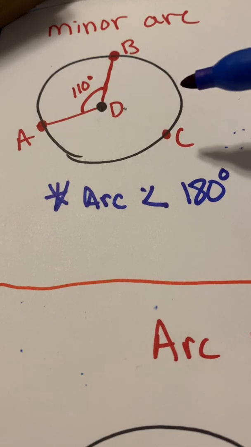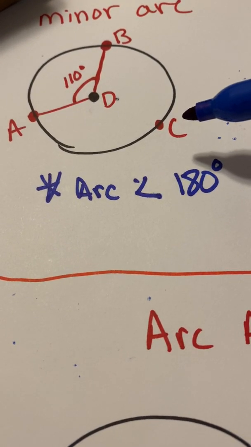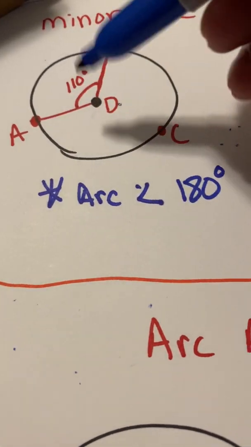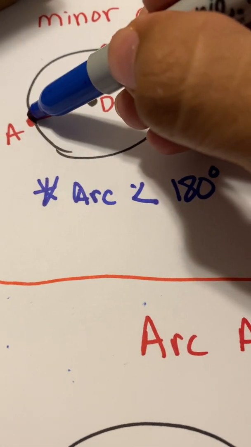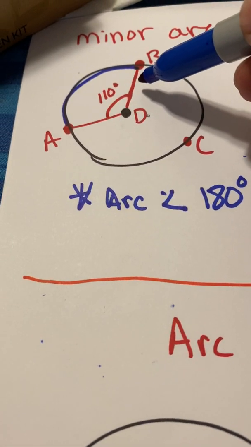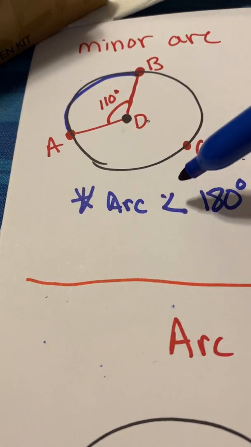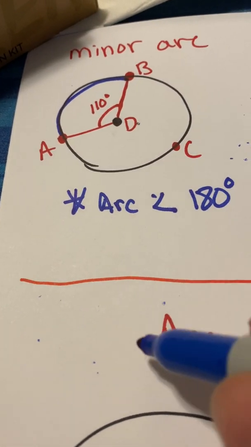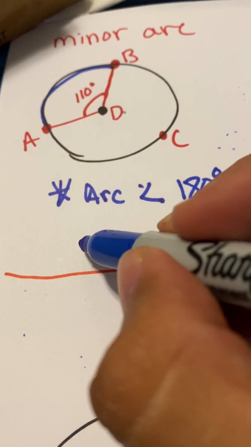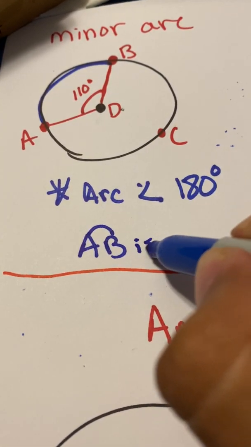All right. So if we're talking about the minor arc of this circle D, the minor arc would be this one right here, which is going to be A to B, because visually we can see that it is less than 180 degrees, because 110 is less than 180 degrees. So the minor arc here would be AB. So I can put AB is minor arc.